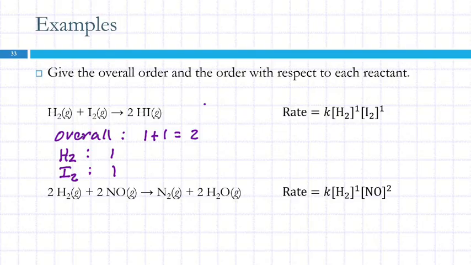Okay, so let's look at the second example. What's the overall order? 3. 1 plus 2 equals 3. So for hydrogen, what's the order? 1. And for, no! 2.